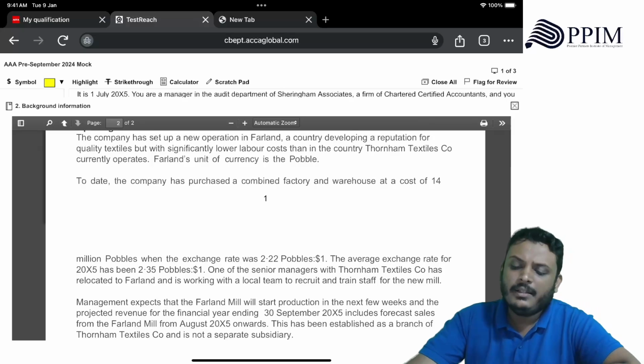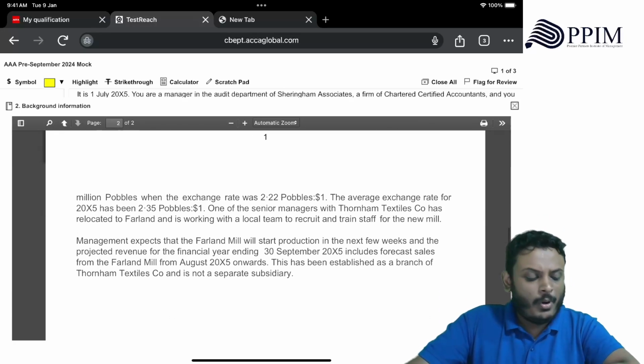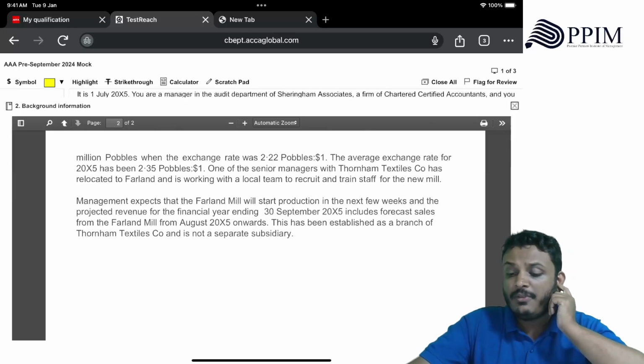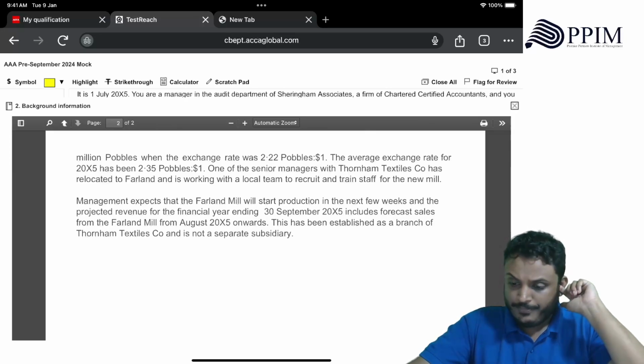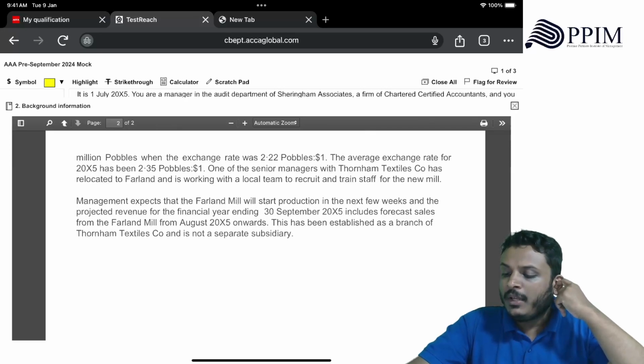To date, the company has purchased a combined factory and warehouse at a cost of 14 million POBLs, when the exchange rate was 2.22 POBLs equal to $1. The average exchange rate 2005 has been 2.35 POBLs for every $1. Once the senior managers of Tonham Textiles company have relocated to Farland, they are working with the local team to recruit and train staff for the new mill.